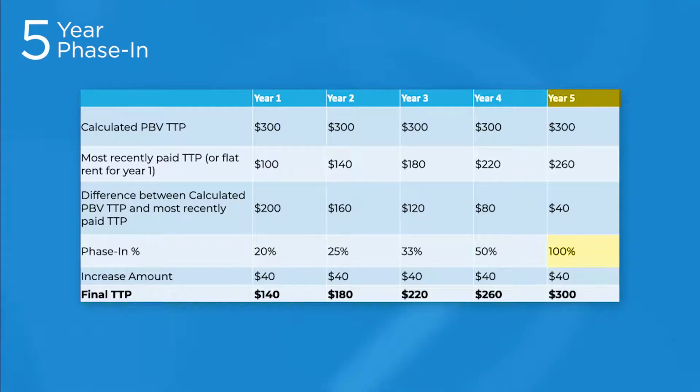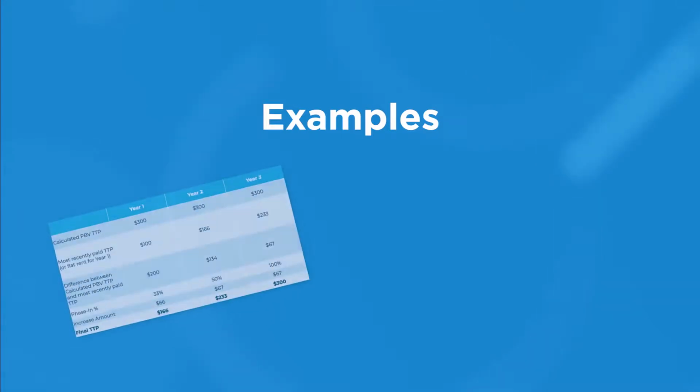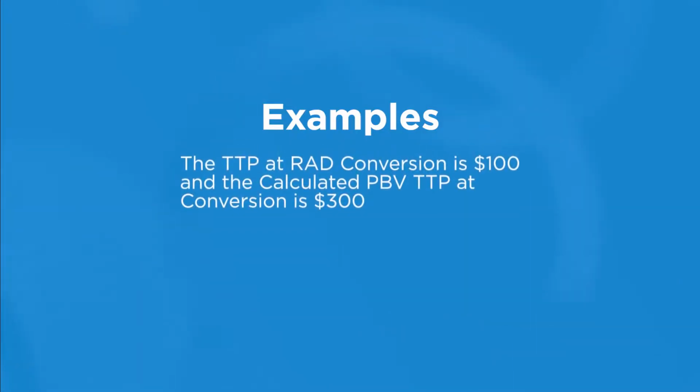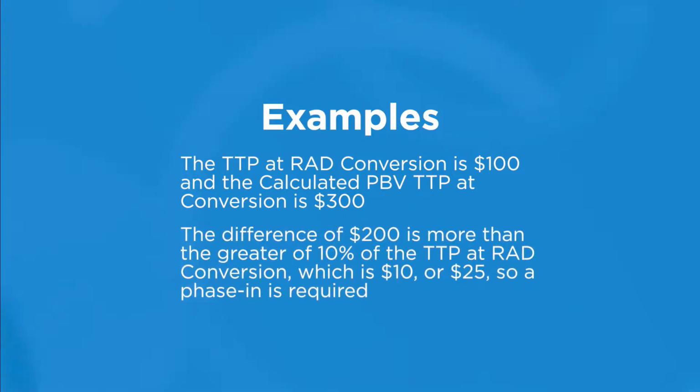Example scenarios. We will now walk through 2 example scenarios and show what the resident's contribution might look like under a 3-year and then a 5-year phase-in. For both examples, we assume the following. The TTP at RAD conversion is $100, and the calculated PBV TTP at conversion is $300. The difference of $200 is more than the greater of 10% of the TTP at RAD conversion, which is $10, or $25, so a phase-in is required.